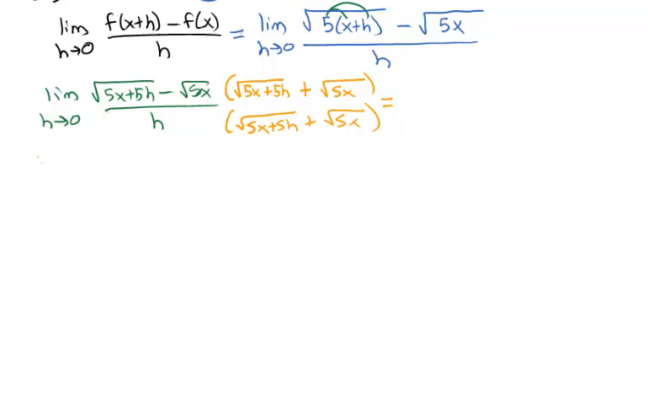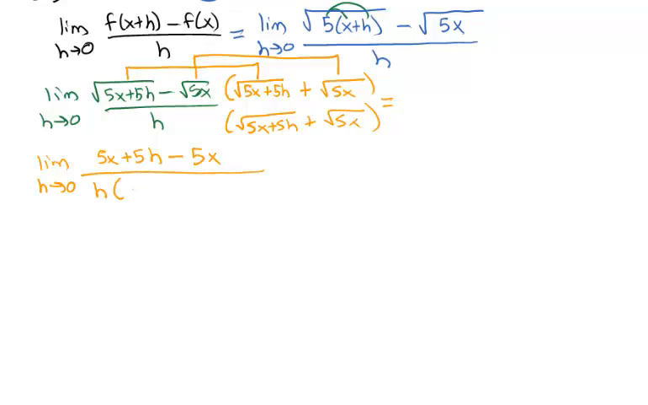When we do that, we get the limit as h goes to 0. In the numerator, because we're multiplying conjugates, the middle terms are going to subtract to 0. All we have to do is multiply the first term times the first term. And when a square root gets multiplied by itself, we just get the stuff inside, which is 5x plus 5h. And the last times the last, negative 5x, over our denominator, which we don't have to multiply out, h times the square root of 5x plus 5h plus the square root of 5x.